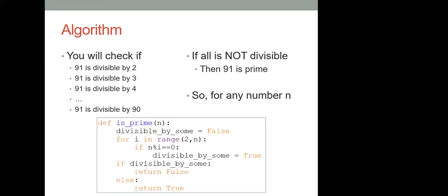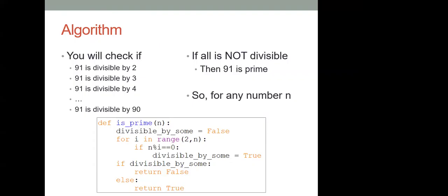So this is the code. Okay, so I will check if the number is prime or not. First, I assume it's not divisible by anyone. And then I will start looping. The for loop will loop through all the numbers like 2, 3, 4, 5, 6, all the way to 90. So you can see the percentage sign here, the modulo.